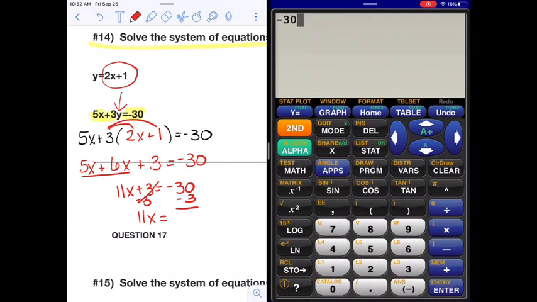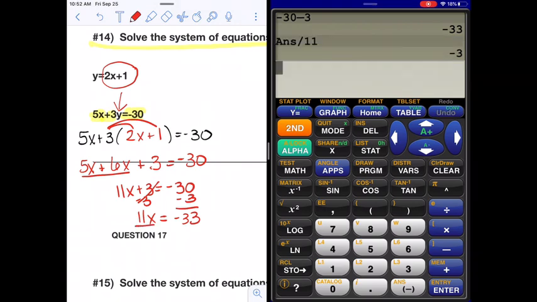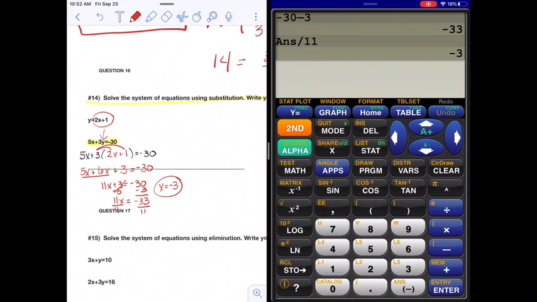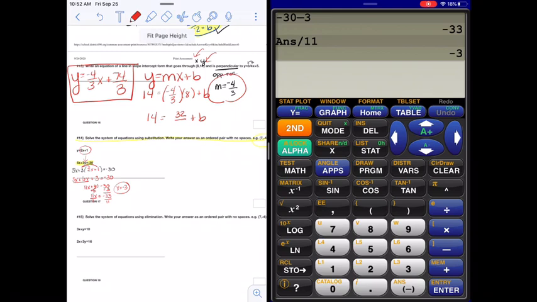Let's try this again. -30 minus 3 is -33. I'm going to divide both sides by 11. And so I end up with x equals -3. So now that's just half of my answer, because remember we wanted it as an ordered pair.